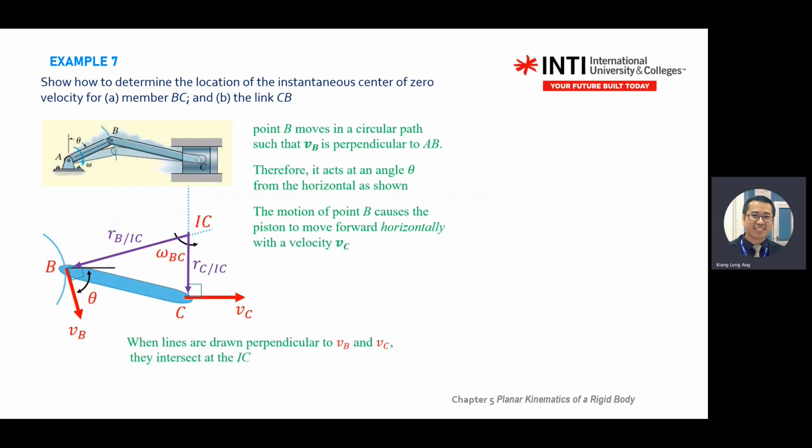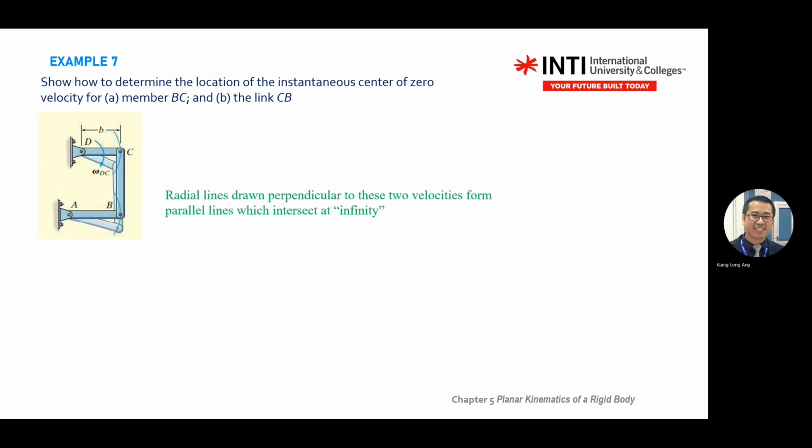Okay, what is important in example 7 is to try to identify how you draw the IC location. First, you look at the motion. Does it move straight or circular? Circular motion: velocity is always tangent. Okay, let's look at the second case, link CB.